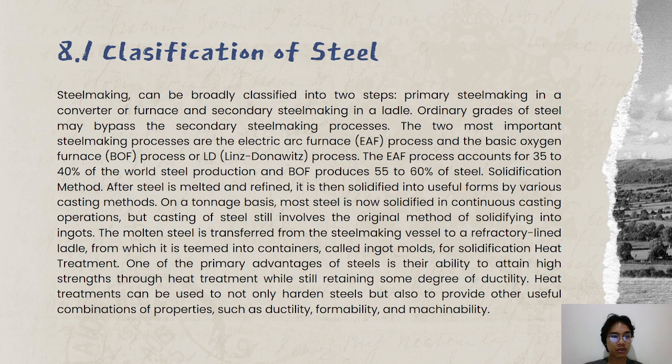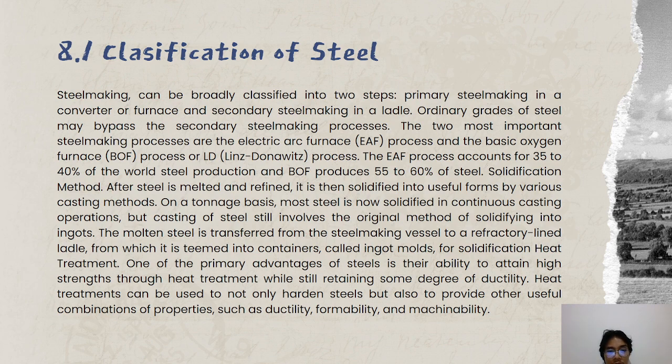In the solidification method, after steel is melted and refined, it is then solidified into useful form by various casting methods. On a tonnage basis, most steel is now solidified in continuous casting operations, but casting of steel still involves the original method of solidifying into ingots. The molten steel is transferred from the steelmaking vessel to a refractory-lined ladle, from which it is poured into molds for solidification.